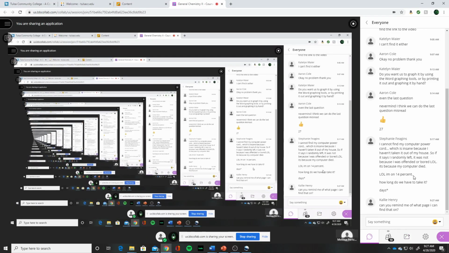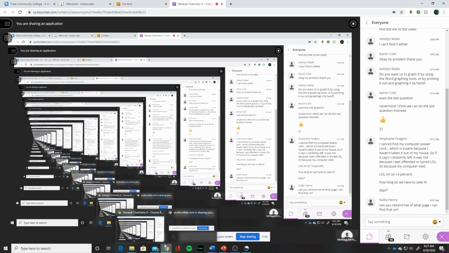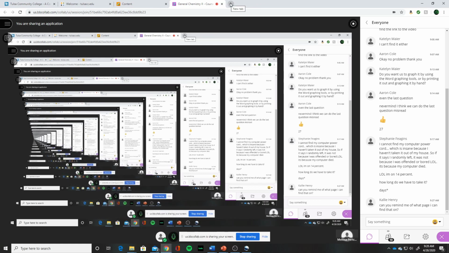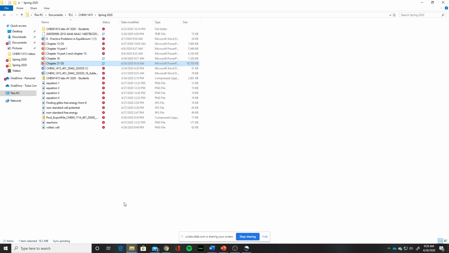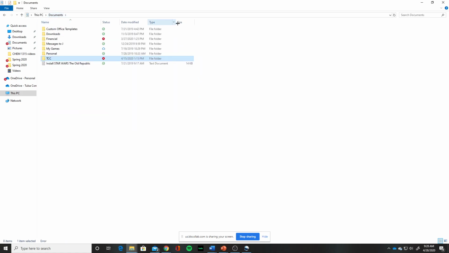I heard a question come in. Let me check that. So in the OpenStax book, I want to say it's Appendix I. It's one of the appendices at the very back of the book. Let me pull that up. Go to here. It's Appendix G. Appendix G. Thank you, Melissa.